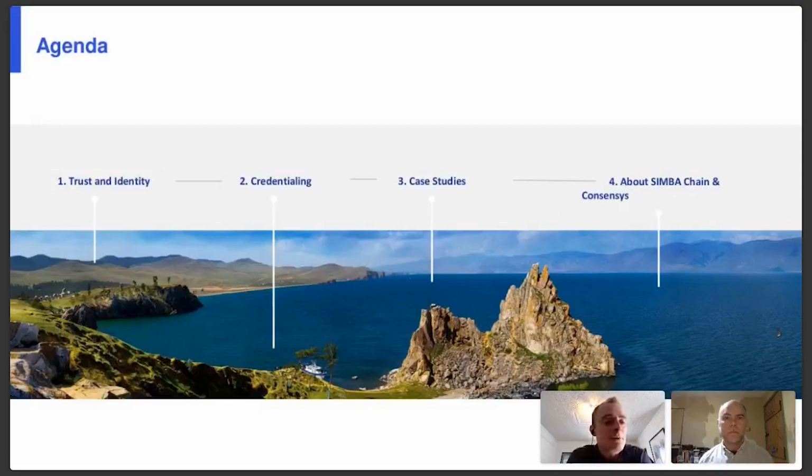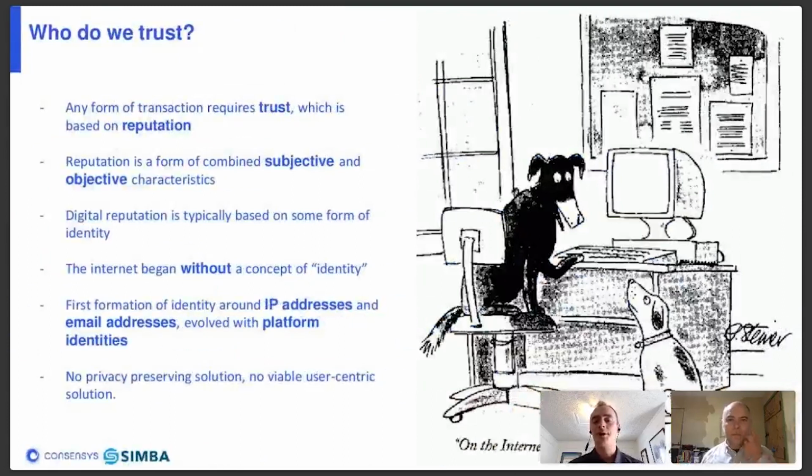But we're going to talk a little bit about the concept of trust and identity, then credentialing, get into a couple of case studies, and then talk a little bit more about who and what Symbichain and Consensus are. So I'm going to begin by jumping right in and asking a rhetorical question: who do we trust?